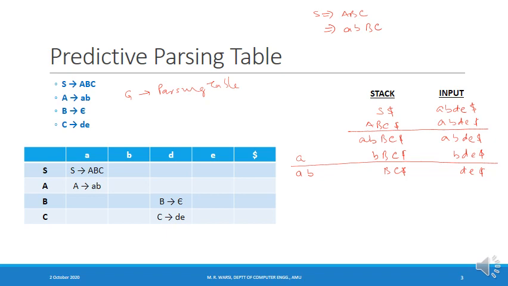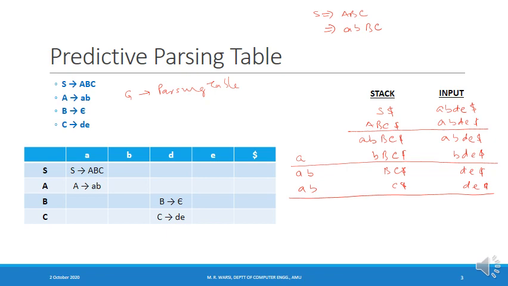Now the topmost stack alphabet is a variable which is capital B, and the next input symbol is small d. I consult the parsing table for the entry B comma small d. B comma small d is holding this production, so capital B is to be expanded using epsilon. So I expand capital B using epsilon, and after this the stack holds C dollar, the buffer holds DE dollar, and this is the matching part that has already been matched.